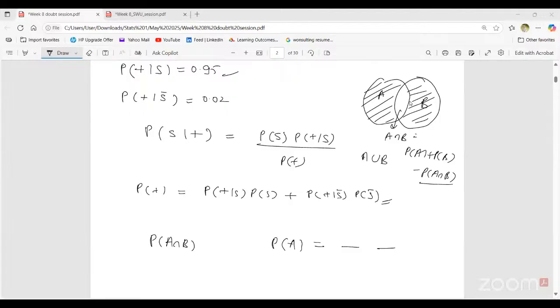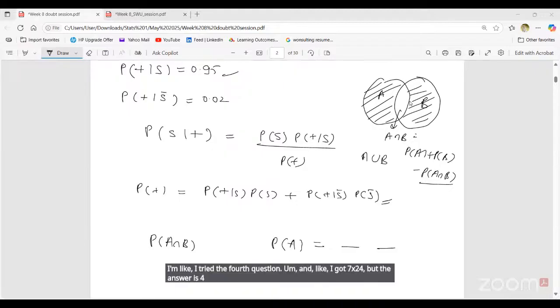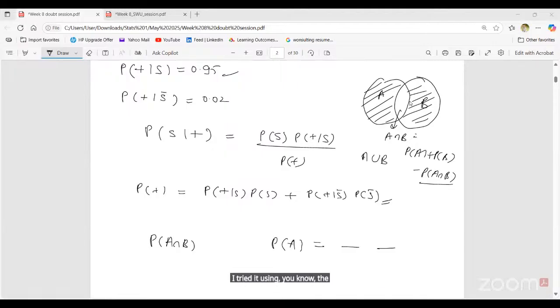I tried the 4th question and I got 7 by 24, but the answer is 43 by 64. I tried it using the total probability, but I didn't get the correct answer.